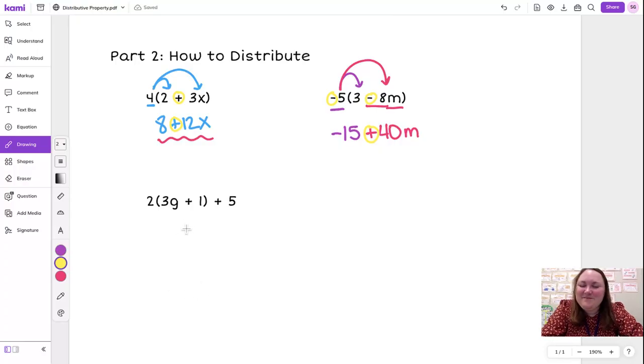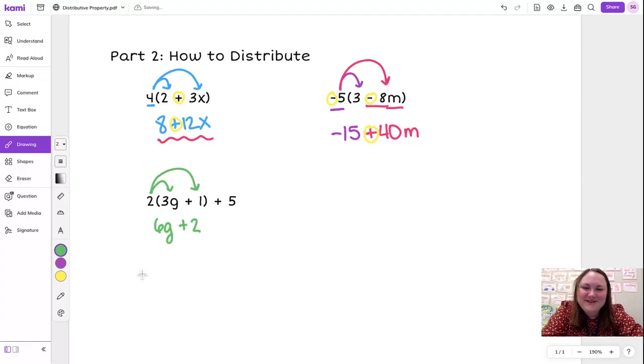There's one other example here. I'm curious, what do you think we need to do first for this problem? Well, we start the same way you started these 2 examples. I need to distribute, I need to multiply the number 2. So I'm going to multiply 2 times 3g. 2 times 3g, well 2 times 3 is 6, and I copy my g. I can't forget I need to multiply 2 times 1, that is plus 2.